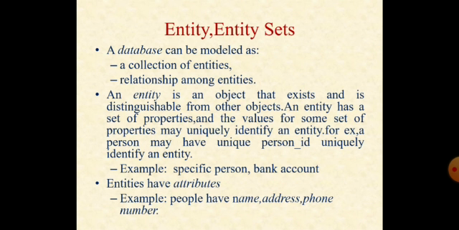The entity has a person ID, and the person ID uniquely identifies an entity. Entities have attributes. People, for example, have attributes like name, address, and phone number. So collectively, a database can be categorized as a collection of entities, and there are relationships among entities.